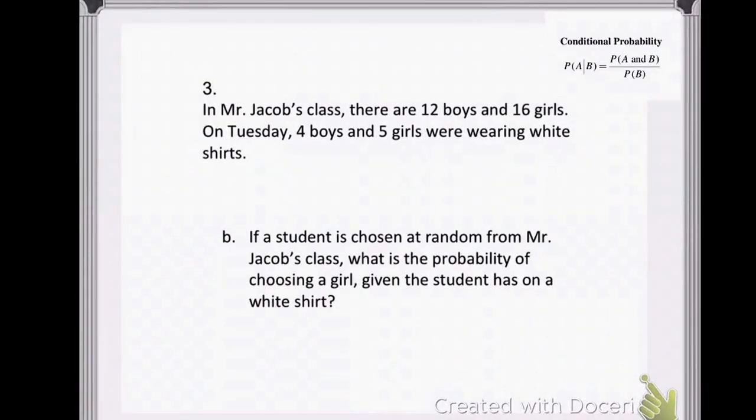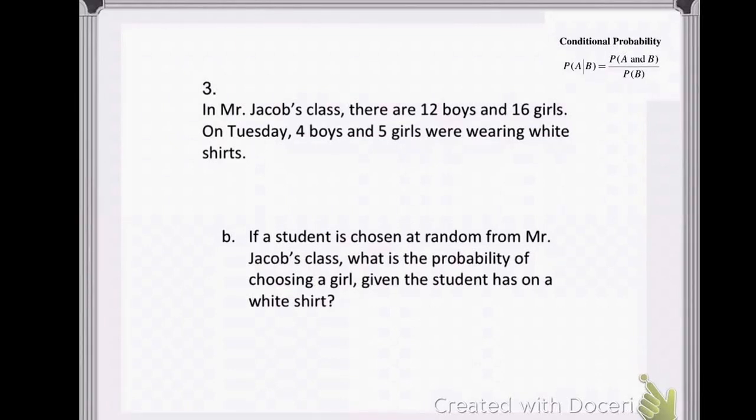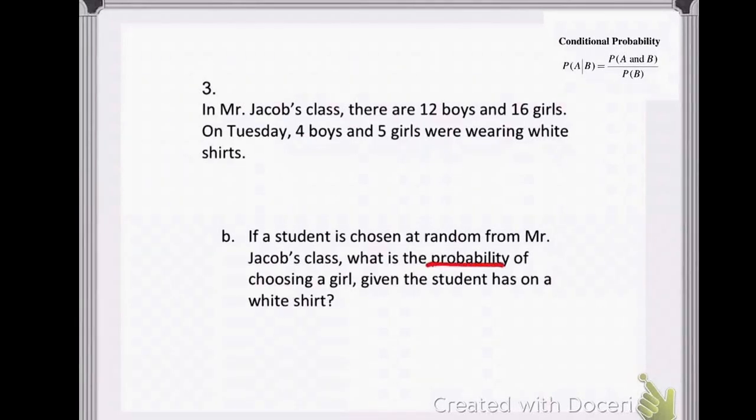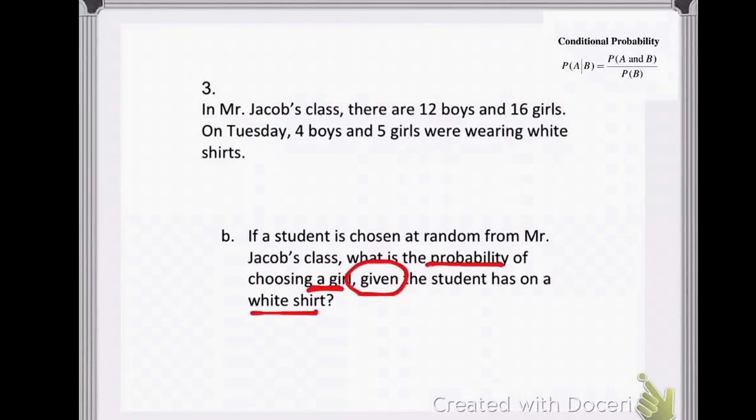Next one. In Mr. Jacobs' class, there are 12 boys and 16 girls. On Tuesday, 4 boys and 5 girls were wearing white shirts. If a student is chosen at random from Mr. Jacobs' class, what is the probability of choosing a girl given the student has on a white shirt?